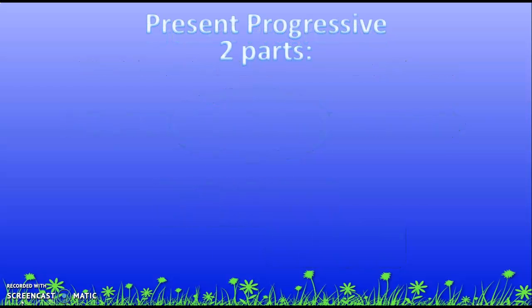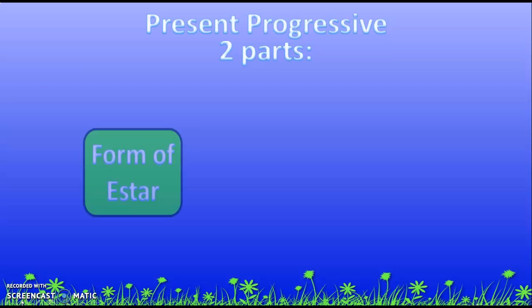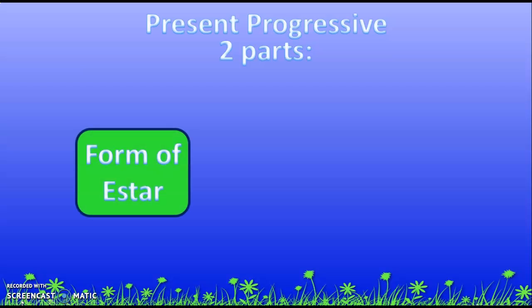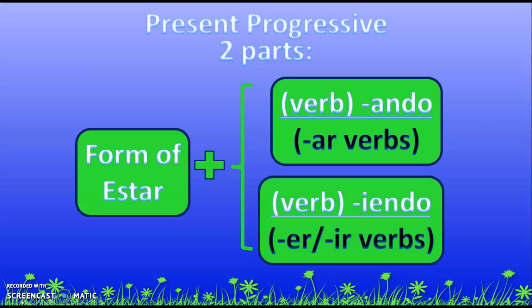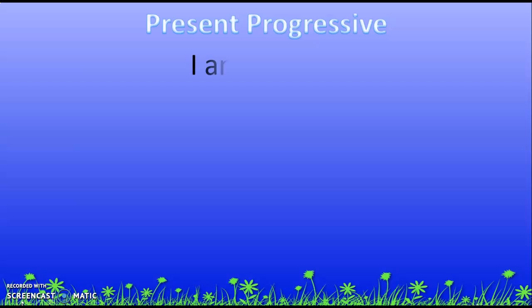In Spanish, the present progressive has two parts, similar to English. You're going to use a form of the verb estar. Estoy, estás, está, estamos, están. And then you're going to add a second verb to that. And the ending on that verb is going to be ando if it's an AR verb, and it will be yendo if it's an ER or an IR verb. So let's look more precisely at this.